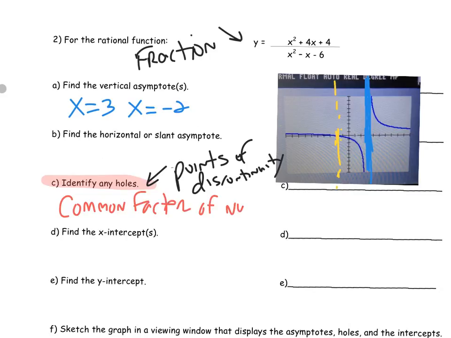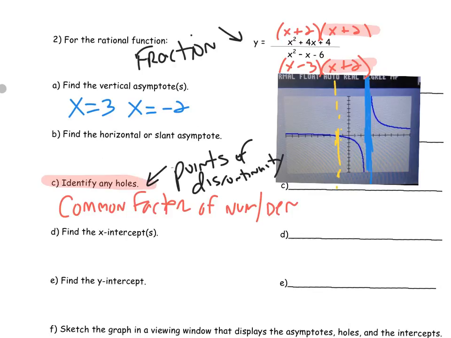So we factored our denominator to find the vertical asymptotes. We factored it into x minus 3 times x plus 2. If I factor the numerator, is there a common factor? Well, x squared plus 4x plus 4 factors into x plus 2 times x plus 2, or x plus 2 squared. You see how there's a common factor of x plus 2? So since there's a common factor, there is going to be a hole. There is going to be a point of discontinuity.